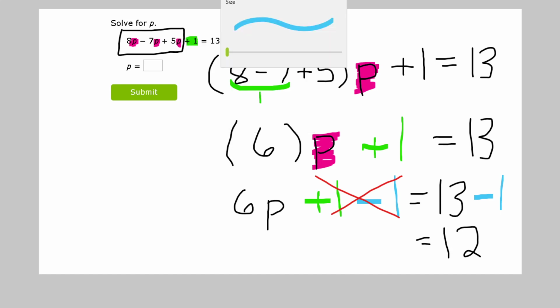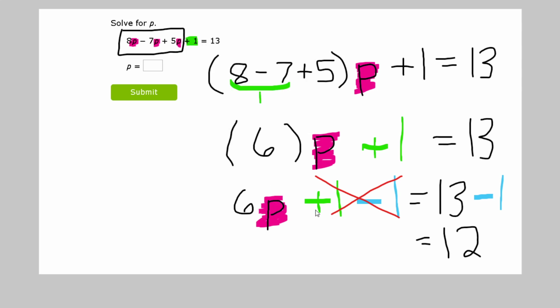Let's see. We have 6p here. So this will give us 6 times p is equal to 12. And then from there, we just divide both sides by 2. Not by 2, by 6, right? Because we want to get rid of this 6. Dividing by 2 wouldn't help very much. So these will cancel out. But we have to do the same thing to the right side.